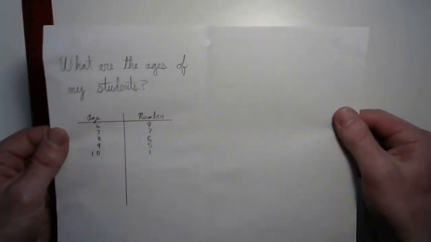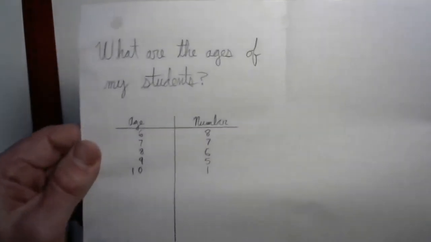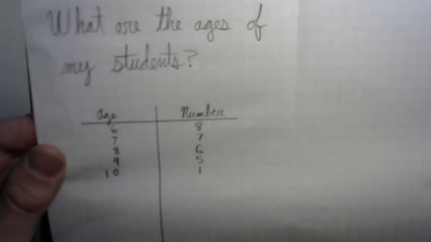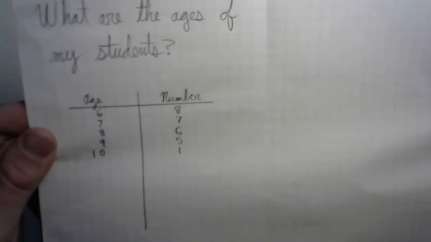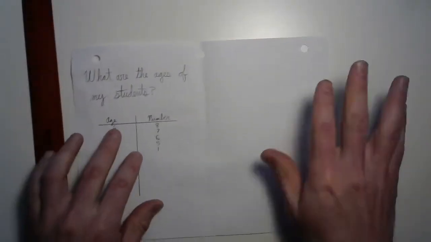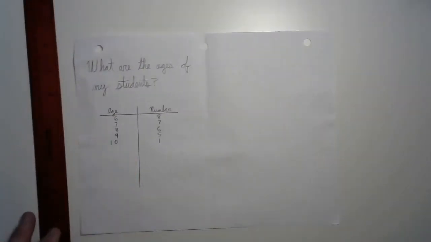All right, so I'm back, and I've got my data. As you can see, I had 8 6-year-olds, 7 7-year-olds, 6 8-year-olds, 5 9-year-olds, and 1 10-year-old. So now we're ready to get our graph set up.